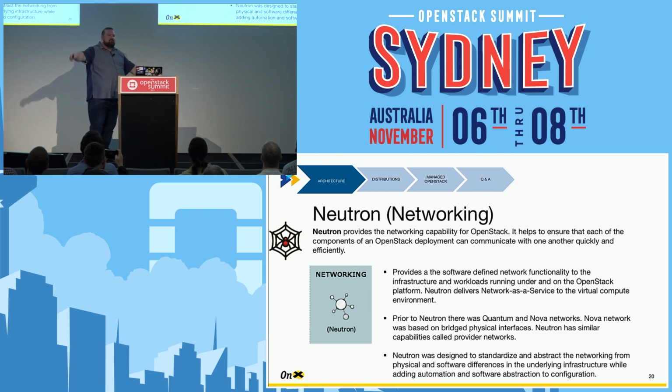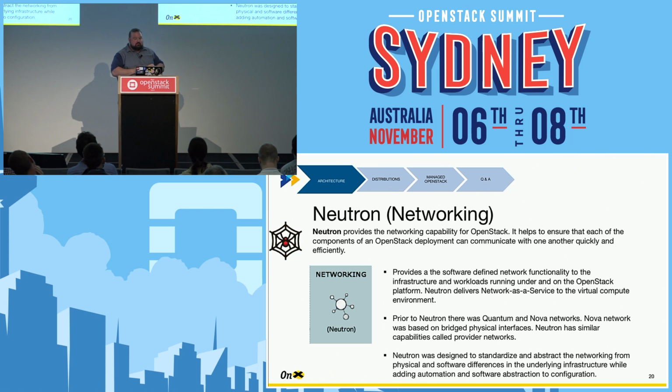Neutron. This is the most complex one. This is one I had the largest trouble with when I started. It provides a software-defined networking piece. Neutron's the king of the networking stack, formerly known as Quantum, provides SDN functionality and instances, and is extensible through layer 2 plugins and third-party add-ons. I have no idea why it's called Neutron. If anyone can answer that, I'd love to know.